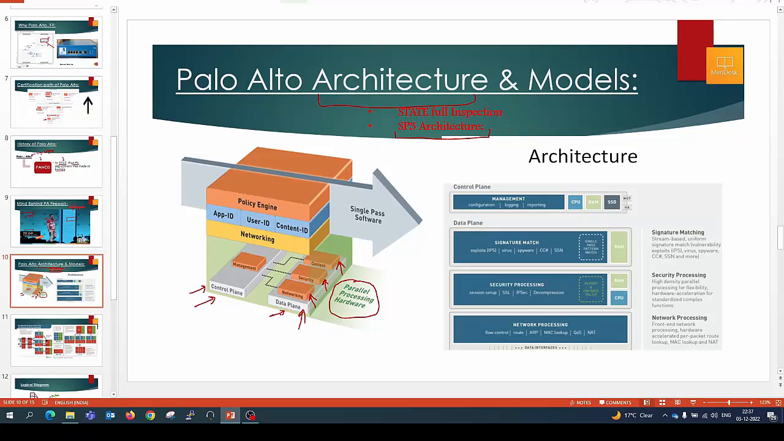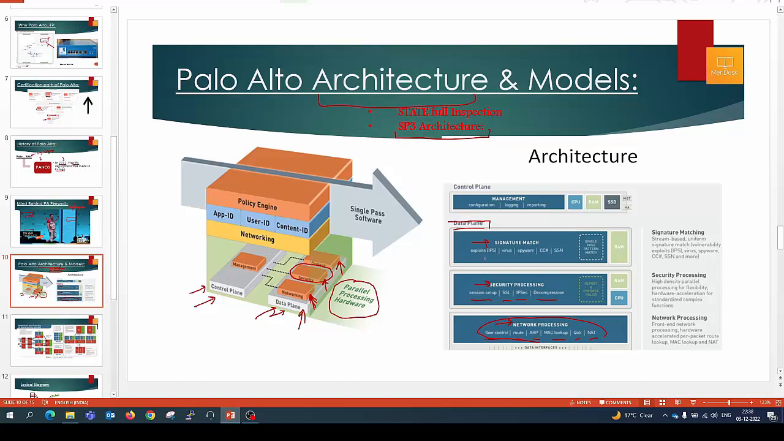If you want to know about the data plane, just see this diagram. This is the data plane of the CPU. I have network processing, security processing, and signature matching. In network processing, I have flow control, route, ARP, MAC address, quality of service, and NAT. All these operations are done by the network processor. If I talk about session setup, SSL, IPsec, and decompression, all these things are done by the security processor, this one.